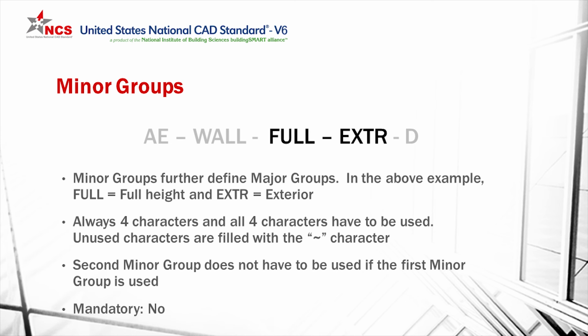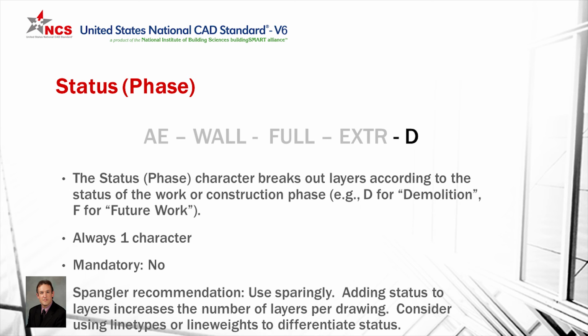Now the last thing, the last character in a layer name, is the status or phase of your layer. This breaks out your layers according to the status of the work or construction phase. For instance, D would mean it's demolition, F means it's future work, E means it's existing to remain, M means it's items to be moved, N means it's new work, T means it's temporary work, and X means it's not in this contract. This is always 1 character. Is it mandatory? No. Now, one thing I do recommend, I would use these very sparingly.